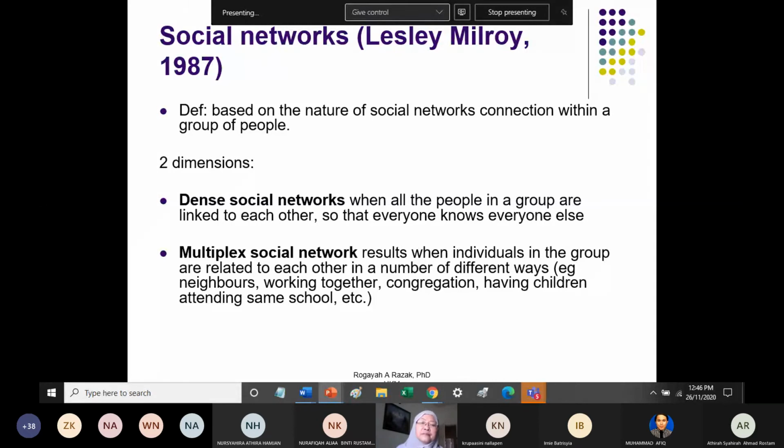So for example, take me, I have my students and we sort of know each other, yeah. But I also have my friends, my high school friends, my university friends, I'm actually a secretary of my resident association, so I have my resident association friends, the surau people. So these are multiplex, and they might not know each other. So that's why we call it multiplex, many social networks.